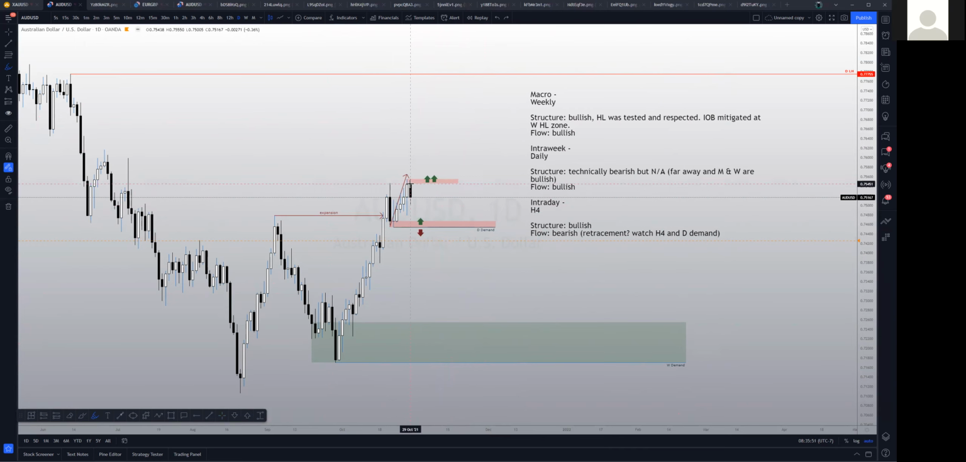If instead price comes into this area, finds new demand and creates a new high, then we're simply just getting some sideways movement and a continuation to the upside. Either way, I am leaning bullish on this until daily demand is broken.